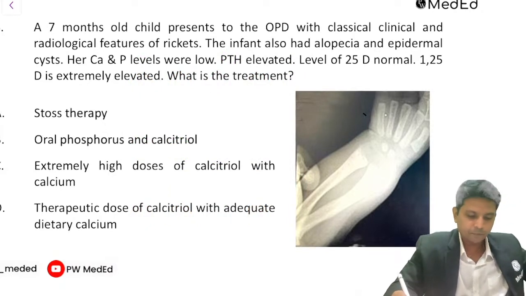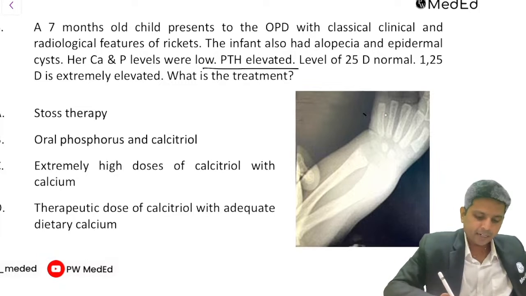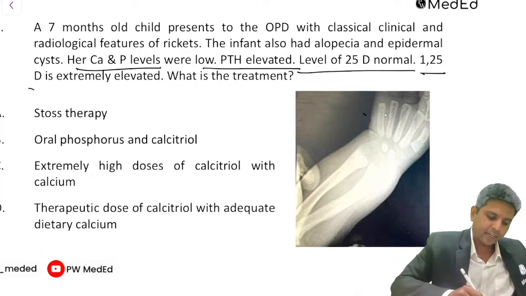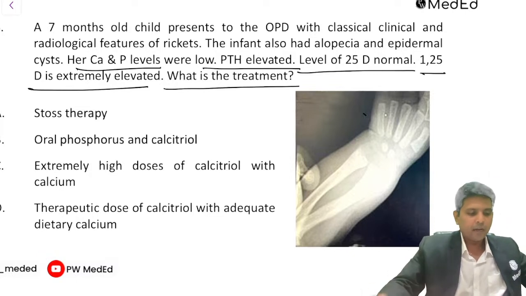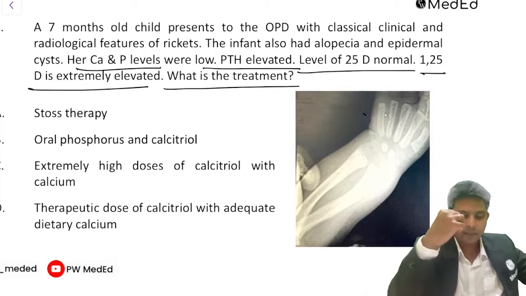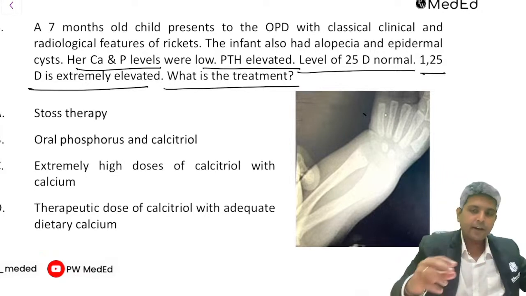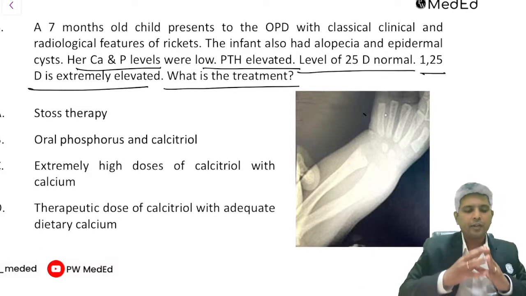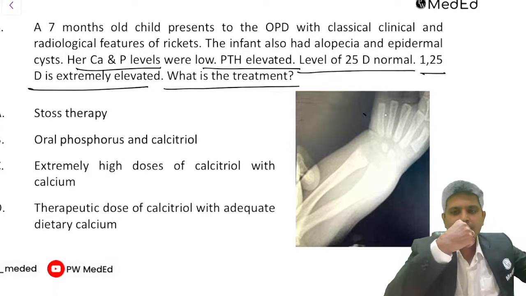Thank you, doc. Okay, calcium and phosphorus levels are low. PTH level is elevated. Level of 25D is normal. 1,25D is extremely elevated. What is the treatment of choice? I will wait for about a minute so that you can find out what is there in the X-ray and find out what is the cause for this rickets, and tell me the answer you need to choose among this. I'll wait for about 30 seconds from now.